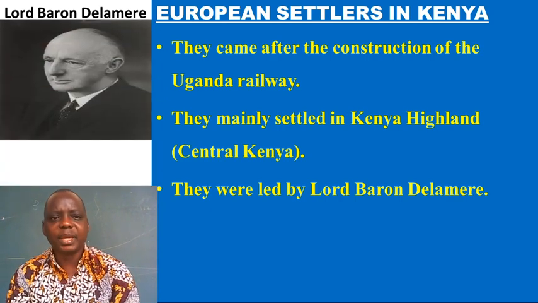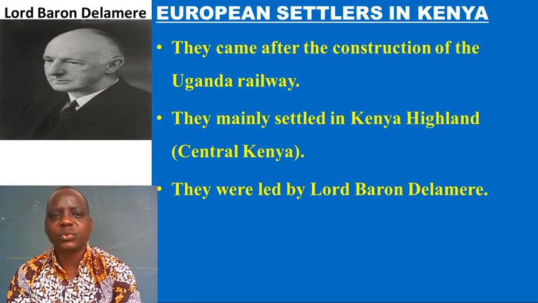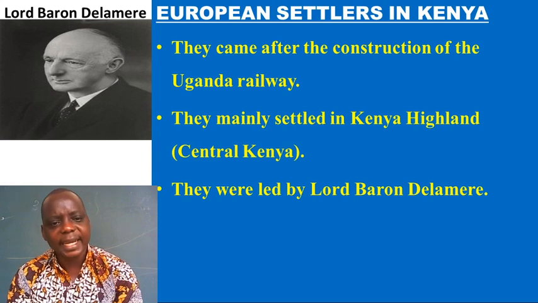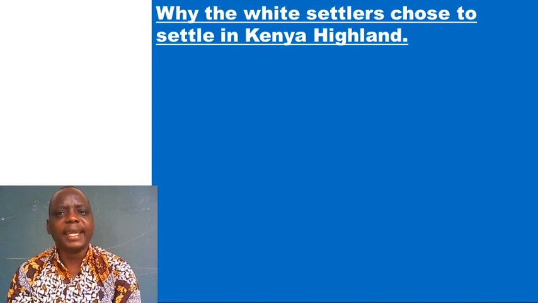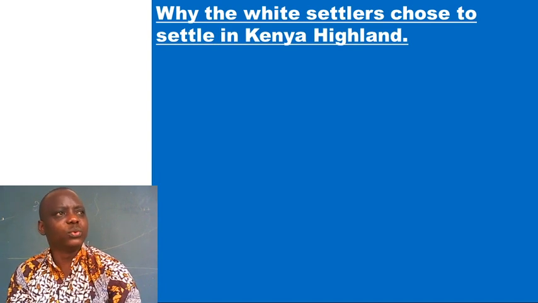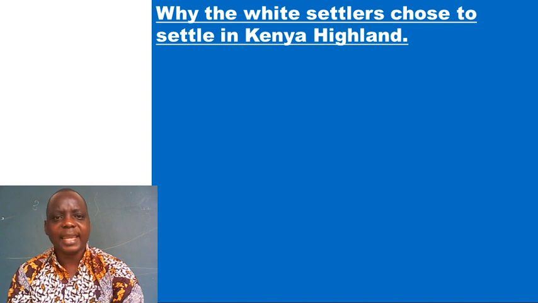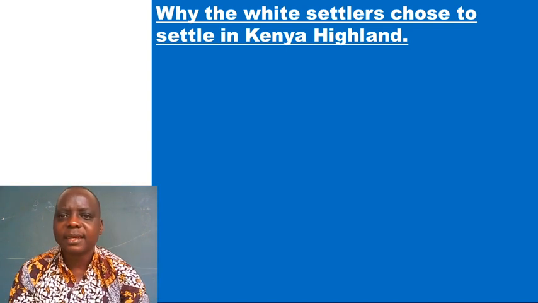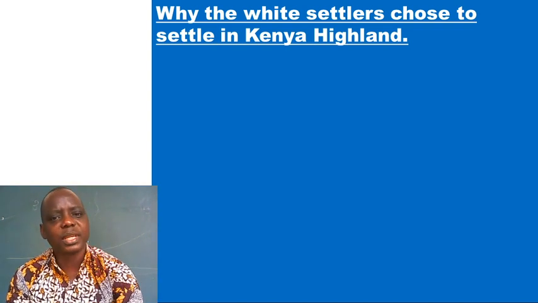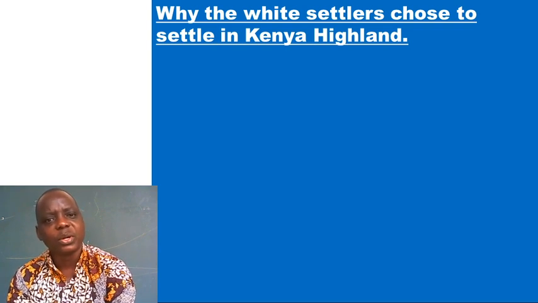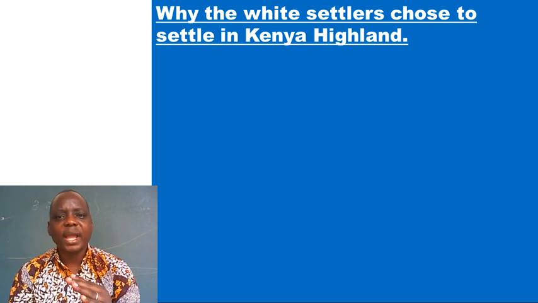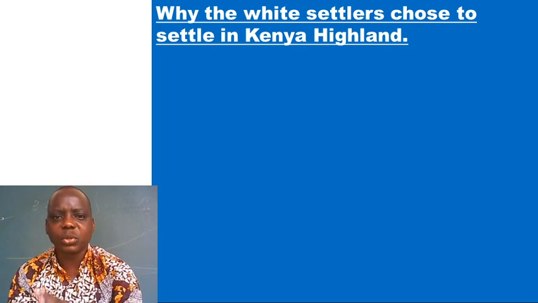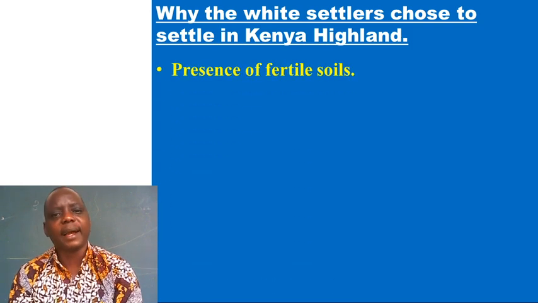Now, Lord Baron Delamere, here we see his photo. This was a man who encouraged other whites to settle on the Kenya Highlands. He was the leader of the white settlers in Kenya. Now, why did the white settlers choose to settle in the Kenya Highlands? So our next subheading is why the white settlers chose to settle in the Kenya Highlands.